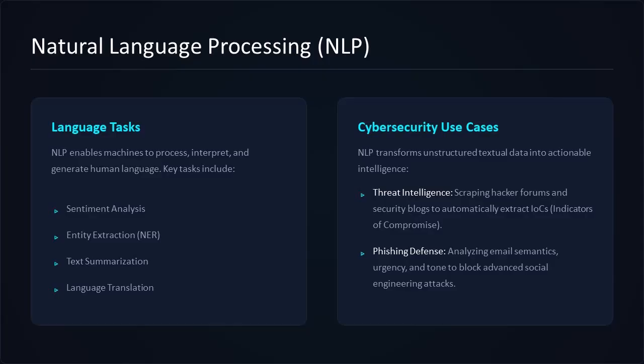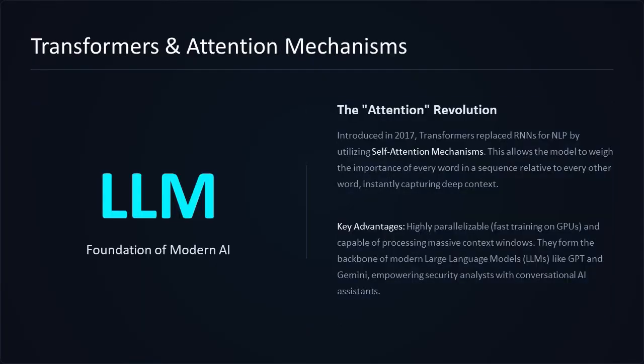Natural language processing, NLP. LLM. Foundation of modern AI. The attention revolution. Introduced in 2017, transformers replaced RNNs for NLP by utilizing self-attention mechanisms. This allows the model to weigh the importance of every word in a sequence relative to every other word, instantly capturing deep context. Key advantages: highly parallelizable, fast training on GPUs, and capable of processing massive context windows.